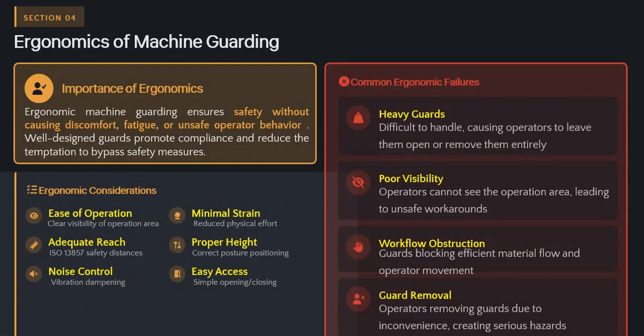And ergonomics of machine guarding. When it comes to the ergonomics point of view, machine guarding ensures safety without causing any kind of discomfort to people. They should not feel any discomfort, fatigue, or unsafe operator behavior. People should not think about how to bypass the guard because they feel some discomfort or fatigue. To avoid this, we need to design guards according to our compliance, and they should reduce the temptation to bypass safety measures.